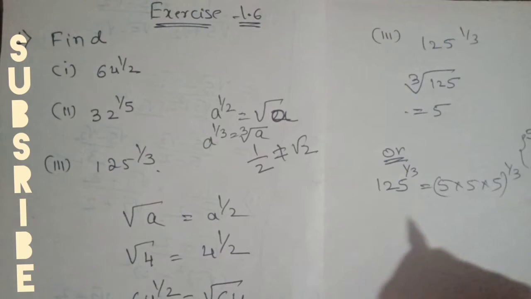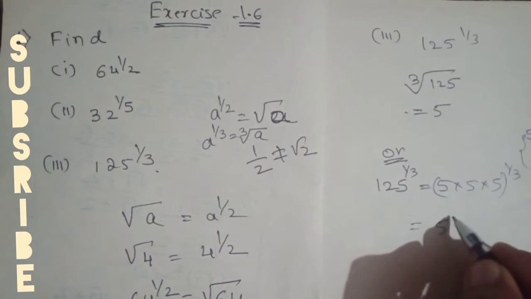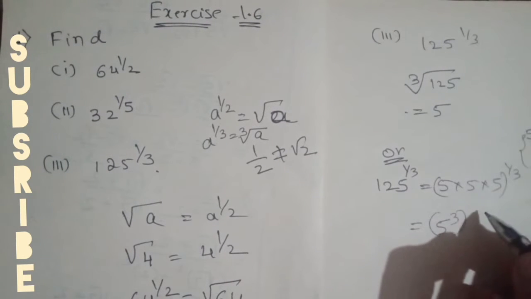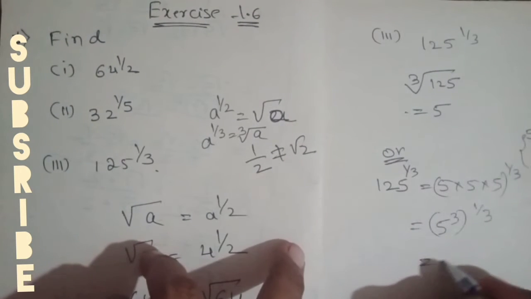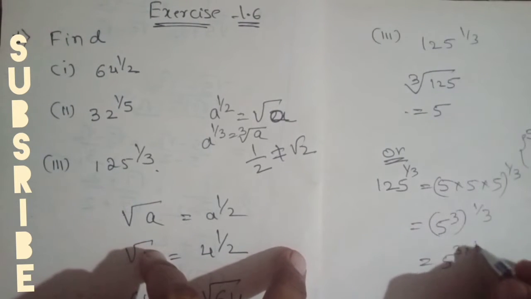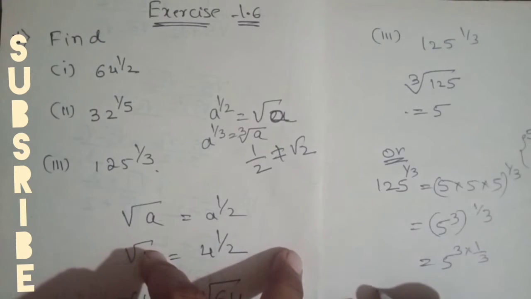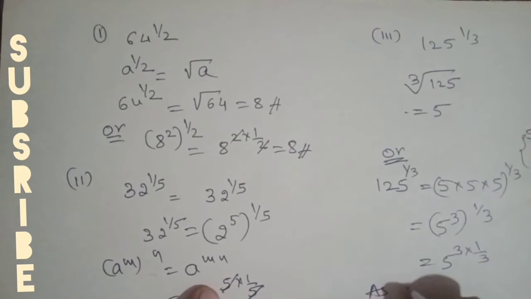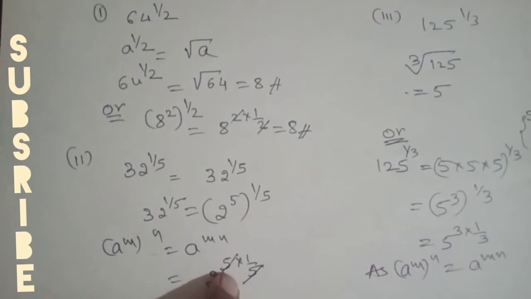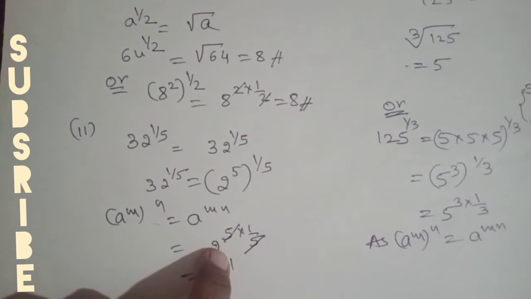Next, you write this one as 5 raised to 3, raised to 1 by 3. Very simple. So I am writing this as 5 raised to 3 into 1 upon 3. It is a good habit to write the solution using a raised to m raised to n is equal to a raised to mn. It will help you in understanding while solving the problems. Okay, so this is the beginning.